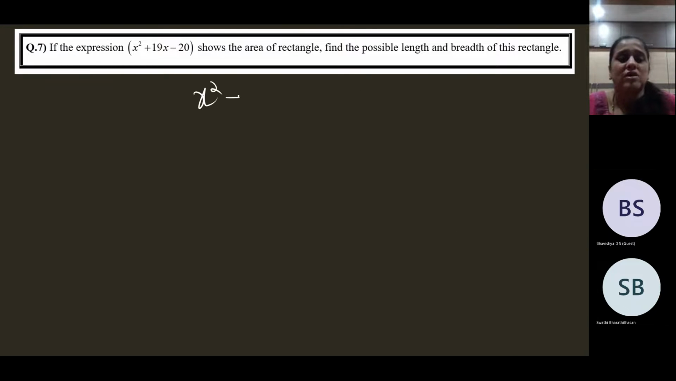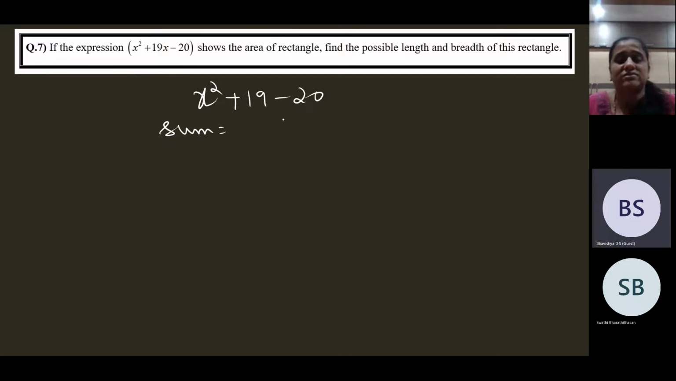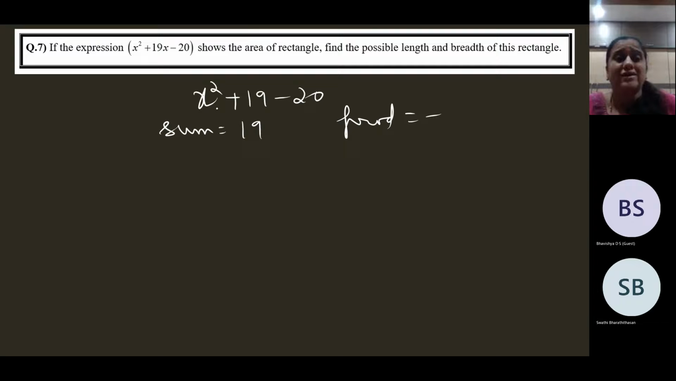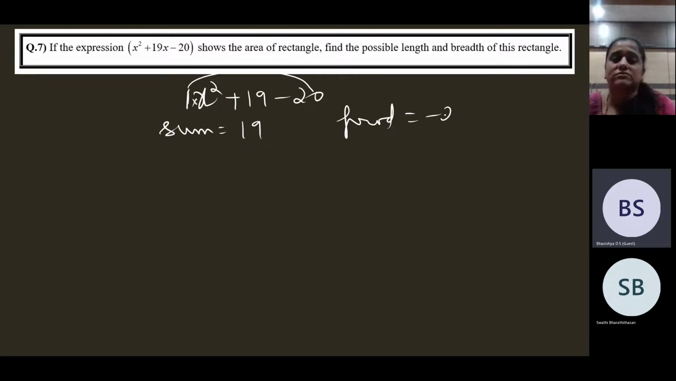Now Bhavishya will tell us, what are the two numbers? What is the sum, Bhavishya? Ma'am, sum is 19, ma'am. What's the product? Ma'am, x into 20. Not x, 1. 1 into 20, ma'am. 1 into minus 20. 1 into minus 20, ma'am.